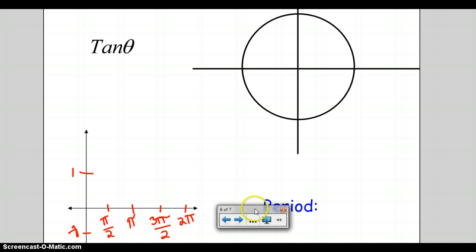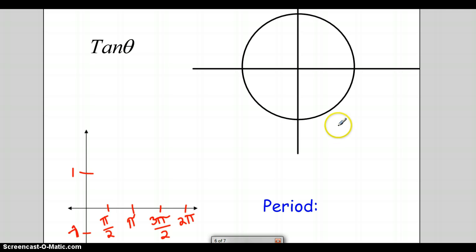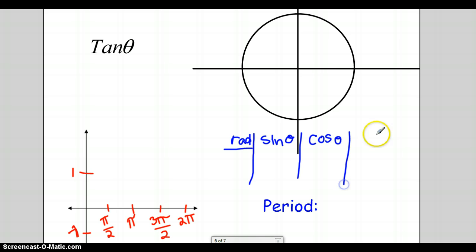Okay, so now we're back to our tangent graph. Remember what your sine and your cosine values were. So here, I'm going to write down what my radian measure is, and then I'm also going to write down what my sine value is, and my cosine value. And then we're going to write down your tangent value.